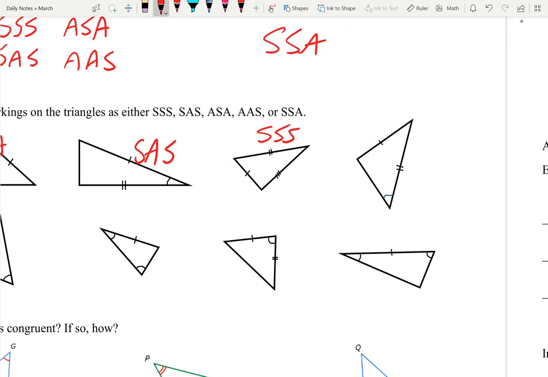The fourth one, remember we've got two sides here, and then we have this angle. Now keep in mind that this angle is not the one between the two sides. The angle that connects them would be over here, this corner. But the angle we're given is not that one, it's the one down here. So what we have is a side-side angle, not a side angle side.